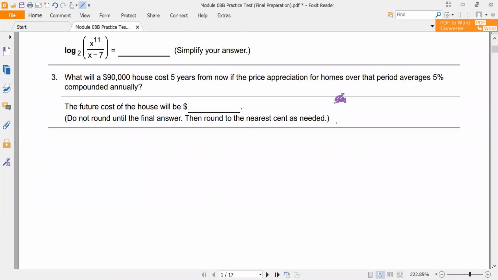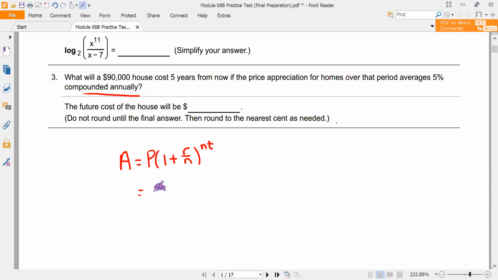Number 3 says, what will a $90,000 house cost 5 years from now if the price appreciation for homes over that period averages 5% compounded annually? So anytime you're compounding and you're not compounding continuously, you're using the formula A equals P times (1 plus r over n) to the nt, where A is the future value, P is the present value, r is your rate as a decimal, n is the number of times you compound it in a single year, and t is the number of years. So it looks like we have a $90,000 house now.